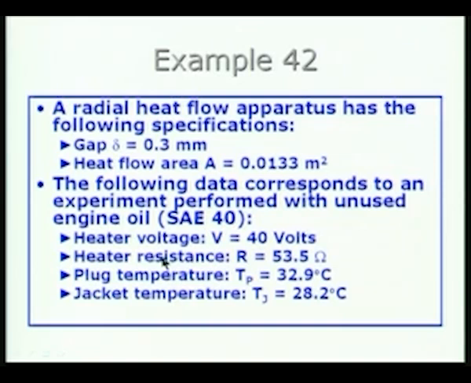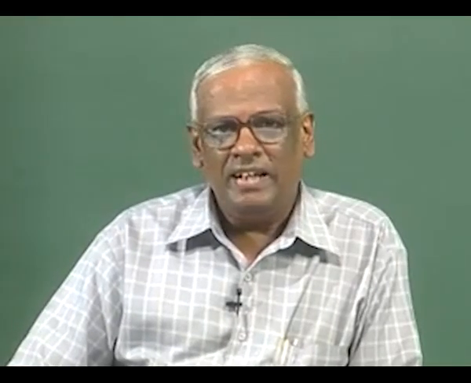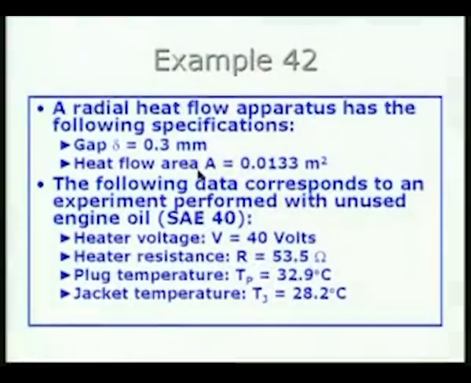So, the example number 42 is considering the data taken from a radial flow apparatus, and the gap between the inner cylindrical plug which is heated and the outer annular cylinder, across which the heat is going to be transferred through a sample kept in that gap, has a thickness of 0.3 millimeters, a very narrow gap between the inner and the outer cylinders. The heat flow area has been measured by measuring the diameter of the plug and the length accurately, and it is given as 0.0133 square meters.